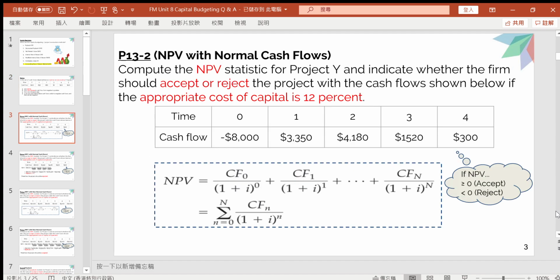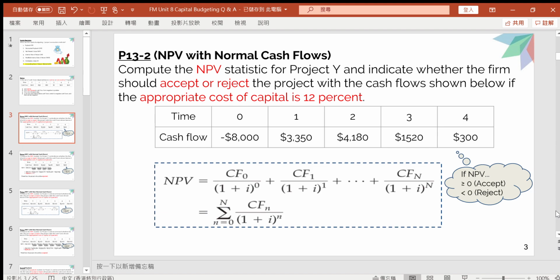Okay, second question. And that is about the net present value. And the question is provided with a normal cash flow. By looking at the cash flow, there is just one change, from negative to positive, in year 0 to year 1.